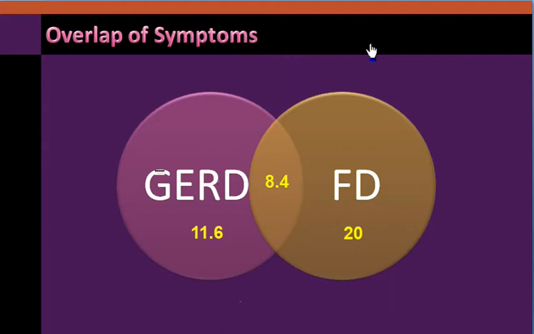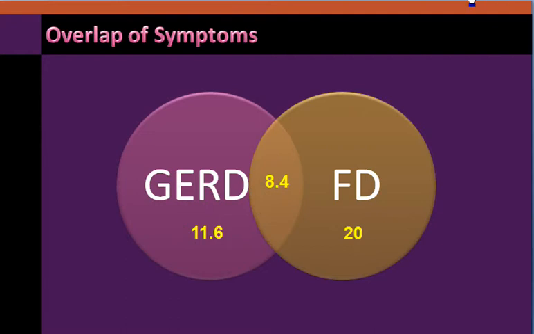Now, out of those types of dyspepsias which we have seen in the previous slide, two of them are most common. One is the GERD, the other is the functional dyspepsia, but they are not mutually exclusive conditions. GERD and functional dyspepsia overlap to some extent. So, 20% of the functional dyspepsias and 11.6% of the GERDs are exclusive, but 8.4% of GERDs and functional dyspepsias overlap in their symptomatology. So, to say, the symptoms of GERD mimic functional dyspepsia.